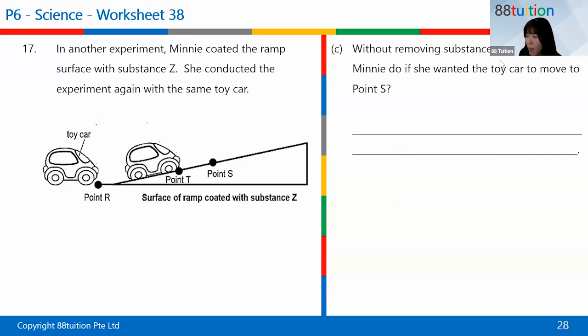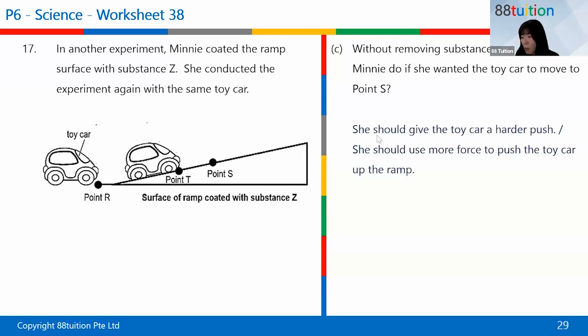Next, without removing substance Z, what do you think Minnie can do if she wanted the toy car to move to point X? She wants the toy car to move to point X. What do you think you will do if you are Minnie? Okay, very obvious. Many of you said, give the toy car a harder push. Very good. So instead of pushing with the usual force, now she needs to make sure she is pushing this toy car harder than before. So she should give the toy car a harder push. Very good. Use more force to push the car.